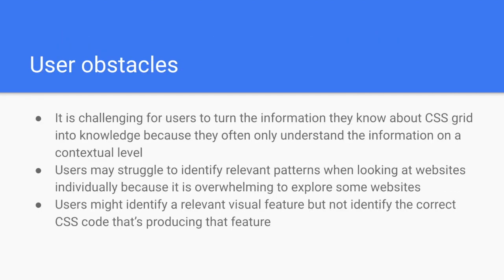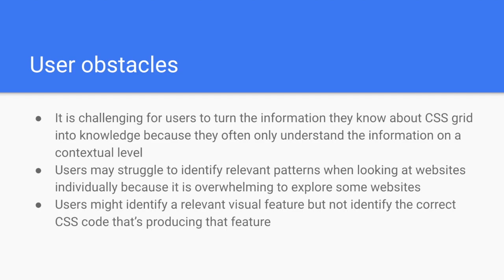There were several obstacles that had the potential to block us from reaching our desired user outcome. Number 1, it is challenging for users to turn the information they know about CSS Grid into knowledge because they often only understand the information on a contextual level. They may understand why a certain CSS technique is used in one particular instance, but would not be able to apply that knowledge to future situations or understand how it could be used in different websites.